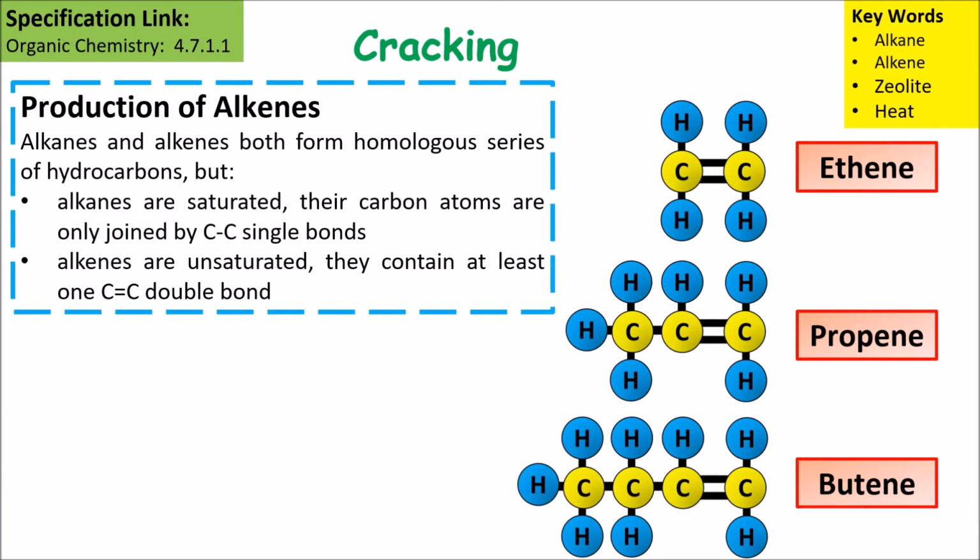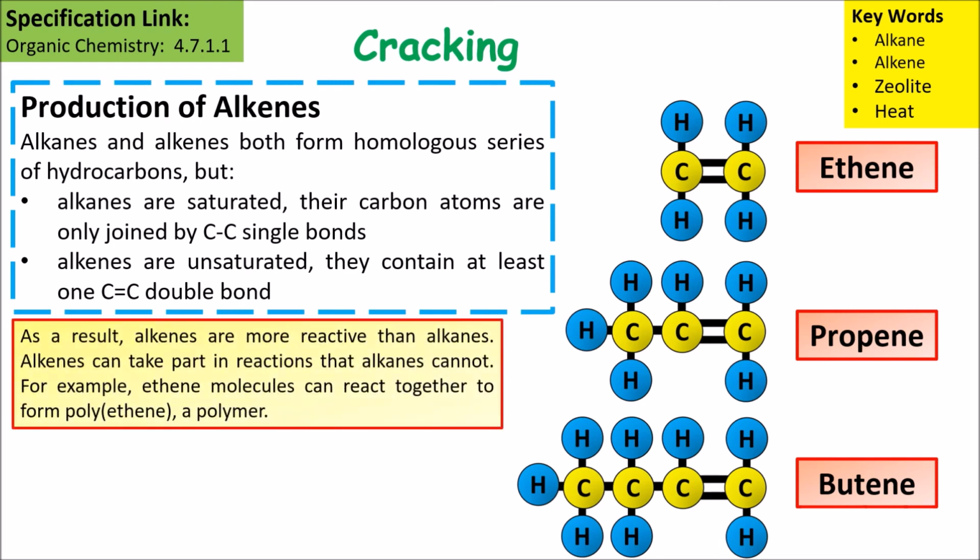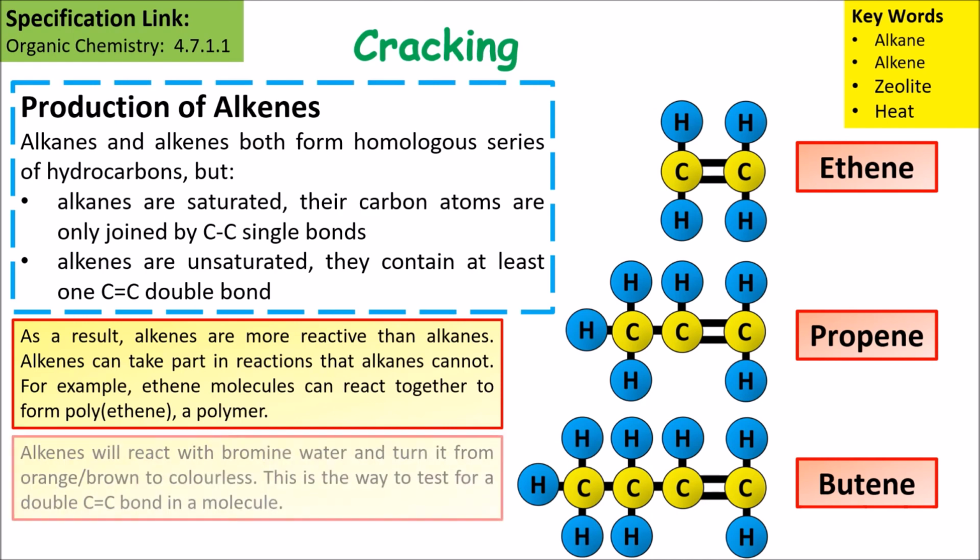So alkanes and alkenes are both from different homologous series. So alkanes are saturated, their carbon atoms are only joined by single bonds, whereas alkenes are unsaturated and contain at least one double bond. So as a result, alkenes are more reactive than alkanes. Alkenes can take part in reactions that alkanes can't. So for example, they can take part in polymerization reactions.